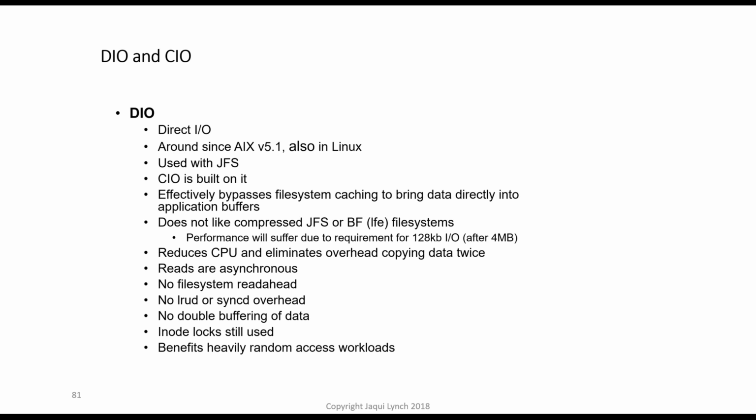There are some things about DIO where it doesn't like the compressed file systems and so on, but the reads are asynchronous. The thing you give up is file system read ahead, so this is not a good thing for a heavily sequential workload because it gets rid of file system caching. It just says, just come straight into the application buffers.